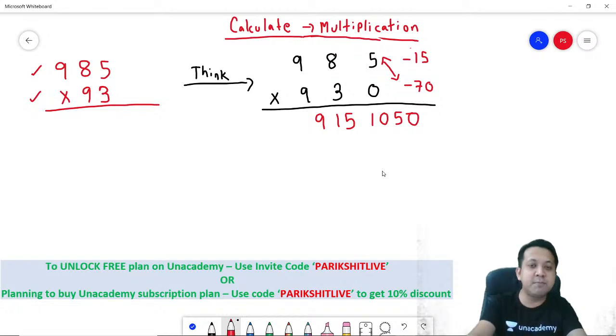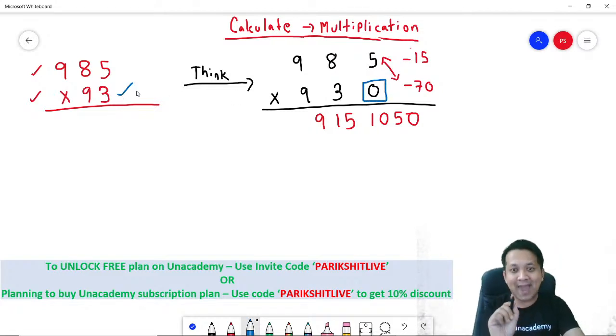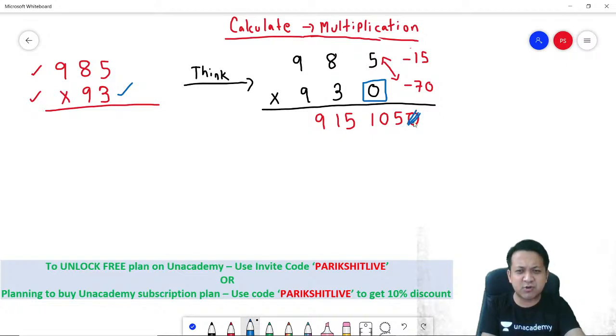But I hope you remember. What do you need to remember? You added an extra 0. This 0 was something which was not there in our original question. You actually added that 0 to calculate the sum. So one 0 is extra in your answer. So just remove this 0. Whatever remains, that's your answer.